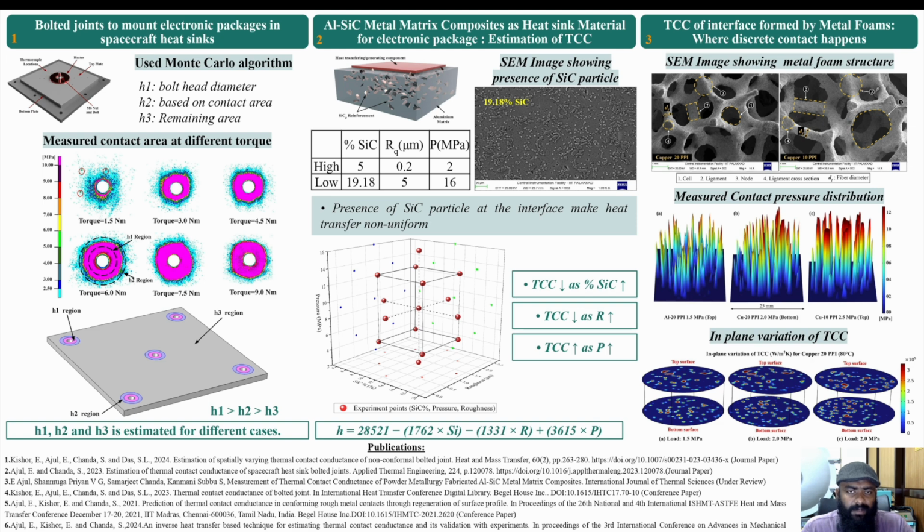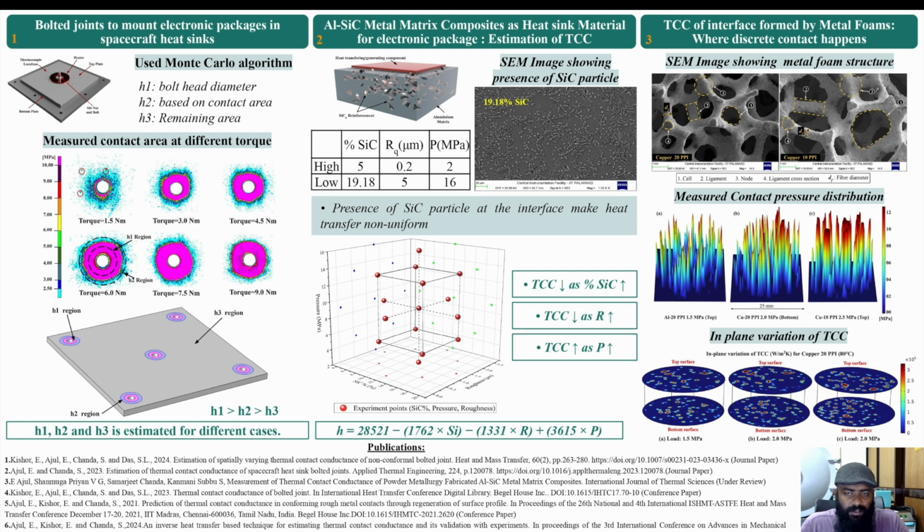In the second study, microscopy reveals SiC particles at the interface, contributing to non-uniform TCC. An empirical correlation for TCC was developed based on the percentage of SiC, surface roughness, and applied pressure. The experimental data shown in the figure uses red points to represent different combinations of these parameters. A regression model for TCC was derived, and the trends of TCC with respect to each of these factors are illustrated. In the third study, microscopy was used to characterize copper and aluminum metal foams with different pores per inch.